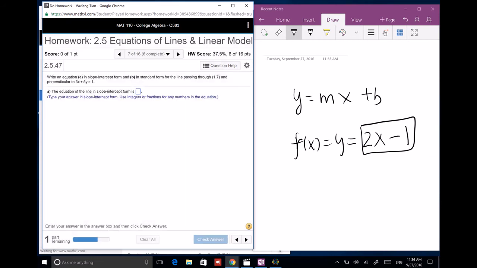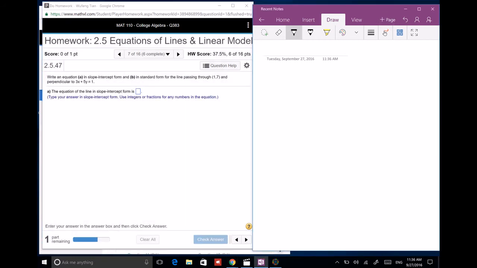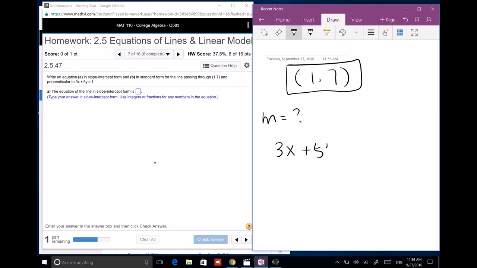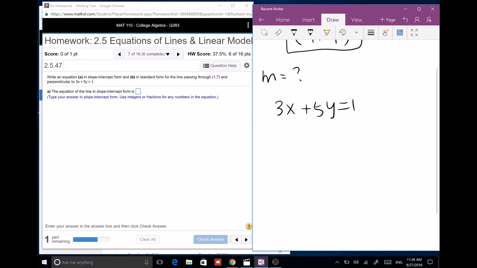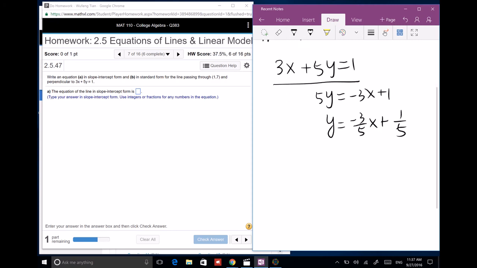Okay, so number 7. Write the equation in slope-intercept form and standard form. This requires a little bit of work. It passes through one point, so the point is given, but we don't know what the slope is. Point-slope formula, but what is the slope? It says perpendicular to 3x plus 5y equals 1. We can find the slope for this one: 5y equals -3x plus 1, y equals -3/5 x plus 1/5.